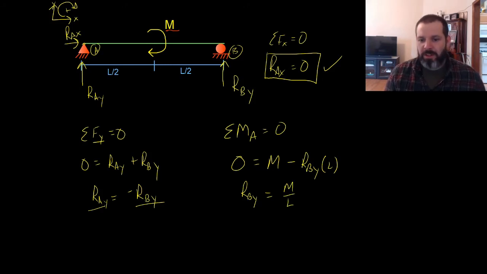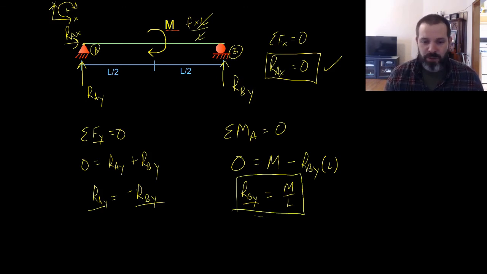Now, since this was positive, it means RBY is M over L acting up. And it's important to note that since our applied force wasn't a force, it was a moment, moment has units of force times length. RBY is a force, and that is why we have the moment divided by L as our answer. Because if you divide the moment units of force times length over length, you're left with a force. So we know that RBY equals M over L, and it acting up is correct.